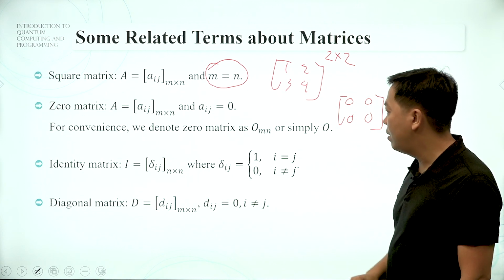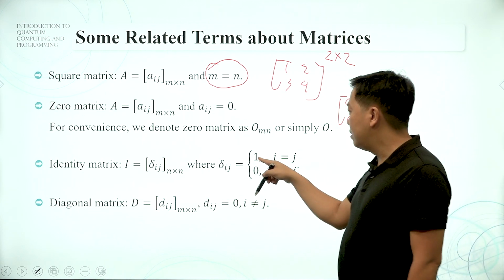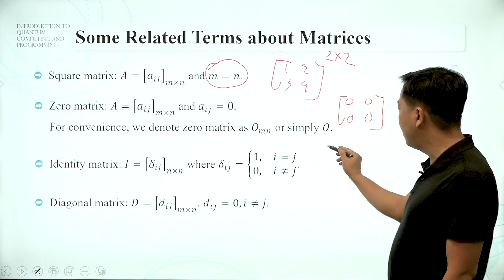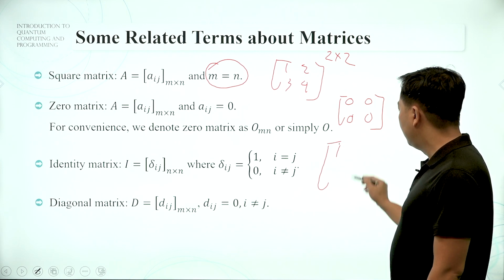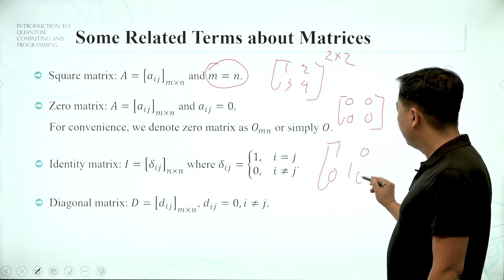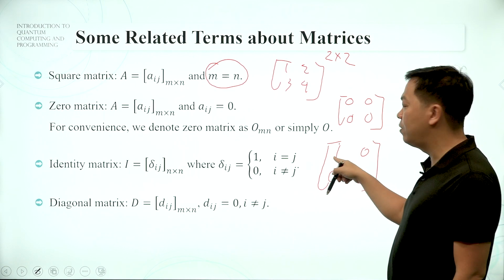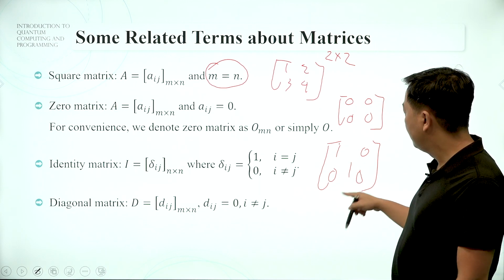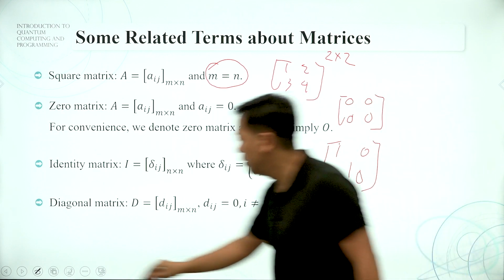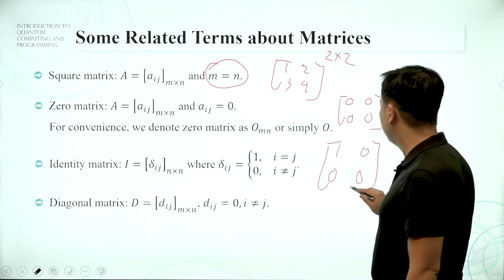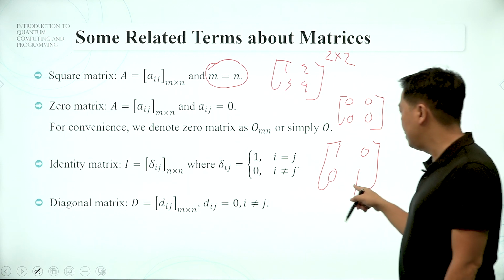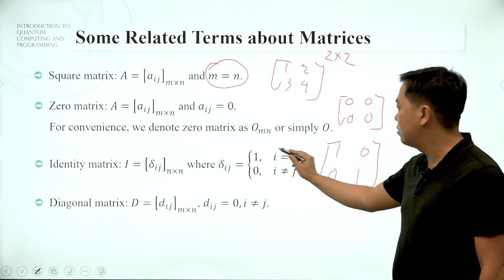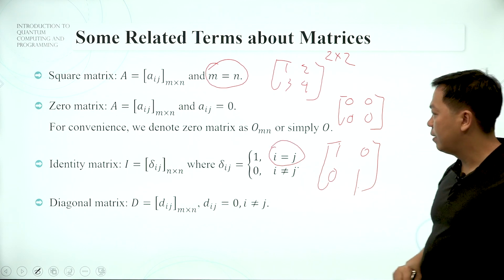And what about the identity matrix? An identity matrix means the matrix element is equal to 1 if the two indices are equal. You will see the first column and the first row is equal to 1. And the element at 2, 2 is also equal to 1.